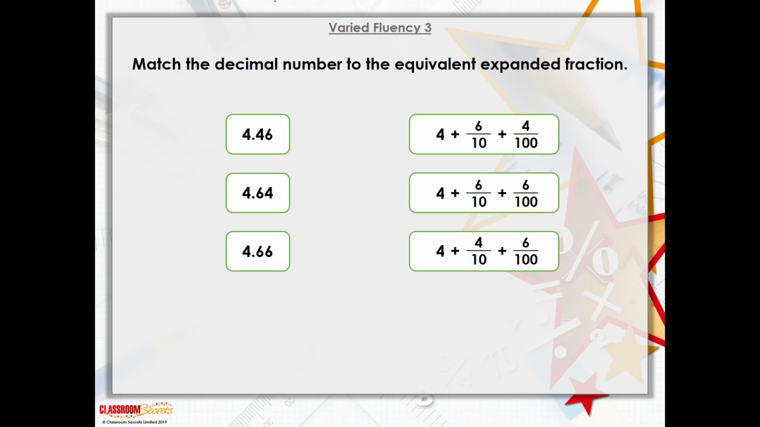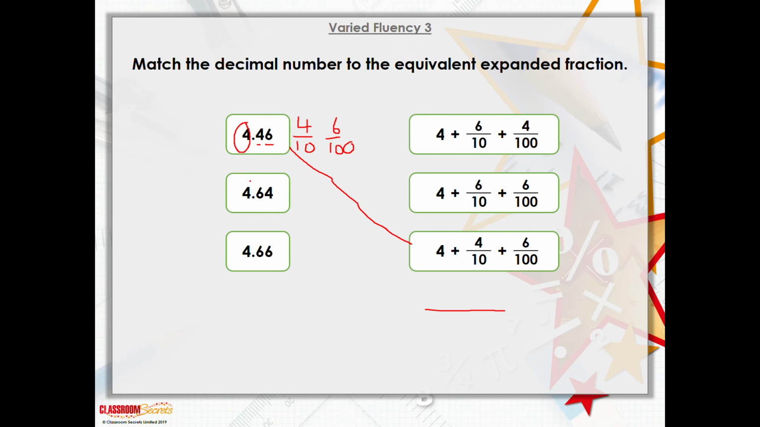Match the decimal number to the equivalent expanded fraction. So we have 4 whole numbers here. We have 4/10, which is represented as a fraction, 4/10. And then we have 6/100ths. So if I look at my right hand column, I'm looking for 4/10 and 6/100ths, and I notice that is down just here.